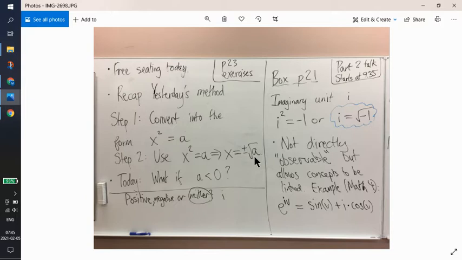However, in Math 2c now, we're going to define a concept that is new for us, and that is this imaginary unit, which is shown in the box on page 21 of your books. It's defined either by i squared equals -1 or i equals the square root of -1. And it's the second version that I will use, although the book often uses the other version.